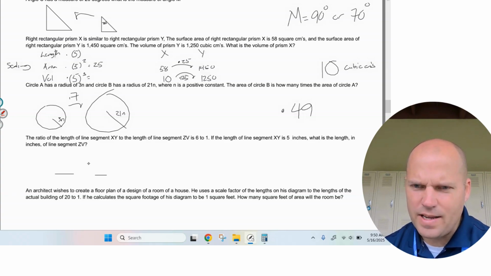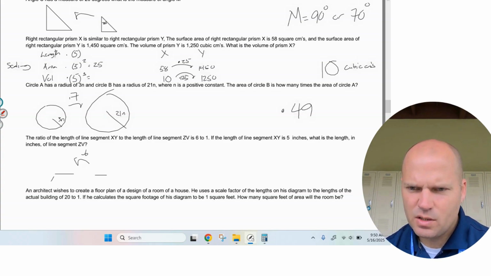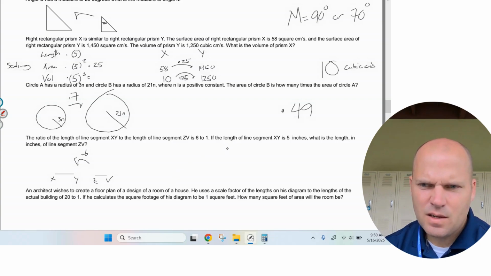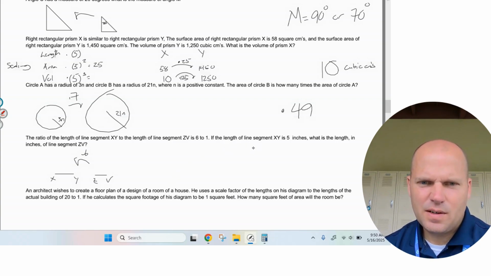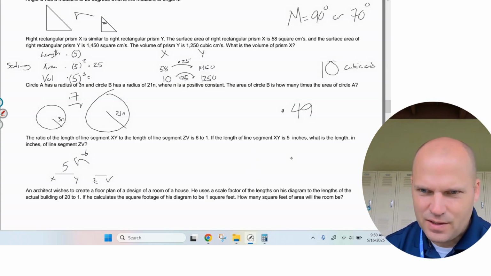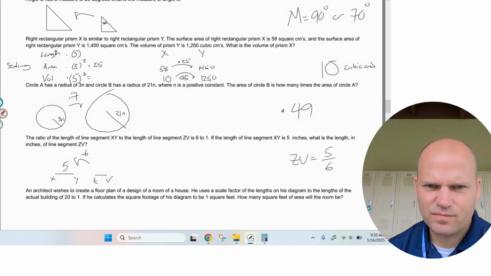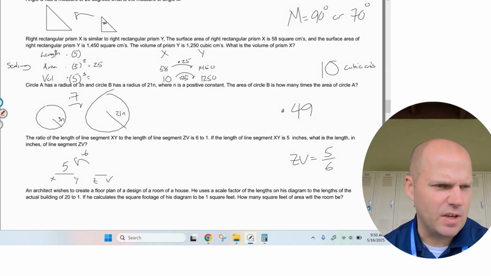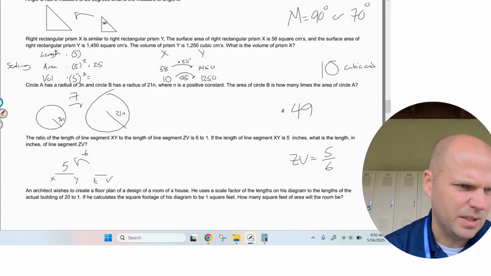Okay, so XY is 6 times ZV. So if XY is 5, ZV has to be 5, 6. If it was like 1 to 6, then ZV would be 6 times the size, but it's written like that.